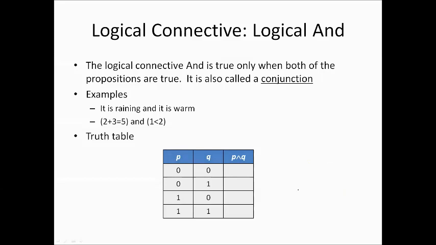Let's answer one per row. Using the logical and, 0 and 0, what will be the result? We will have 0.